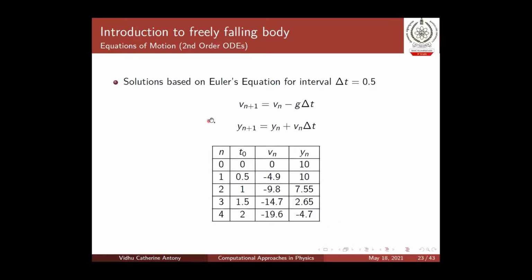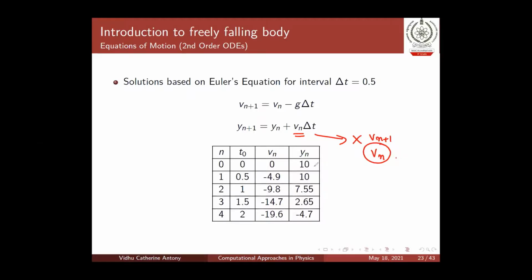Now let's look at the solution based on Euler's method for delta t equal to 0.5. So your v_{n+1} is equal to v_n minus g delta t. This is pretty simple to calculate. What is your interval? Your interval is 0.5. You multiply it with 9.8, and then you have v_n, which, if you're doing it for the first iteration, is your initial velocity. You take the initial velocity itself here. You do not take v_{n+1}, you take v_n. Do not take v_{n+1}, because that is the basic mistake you're going to make. You take v_n itself. That's the way it works.